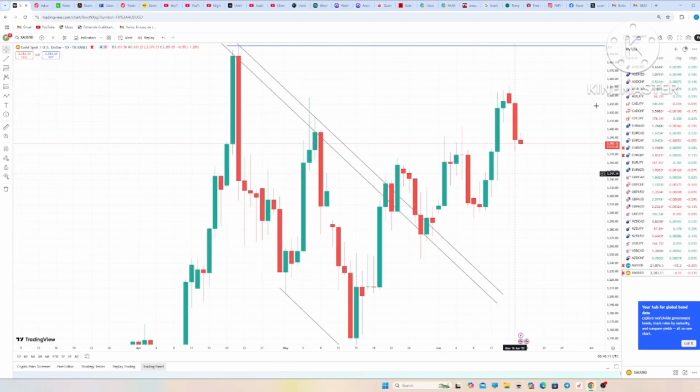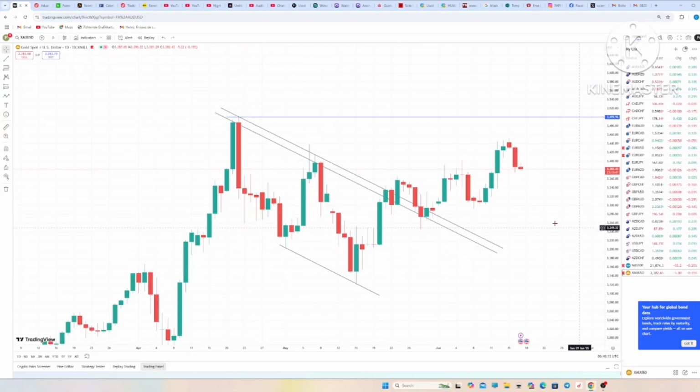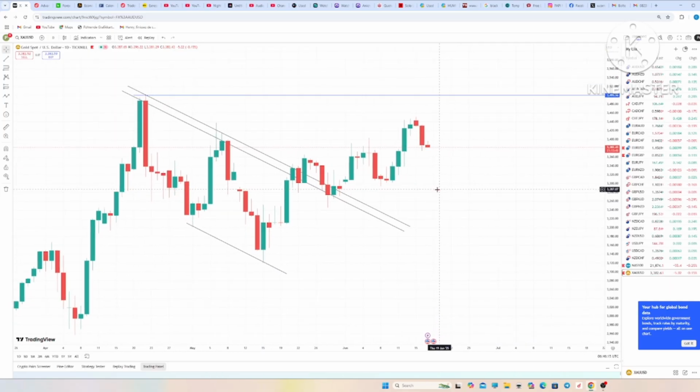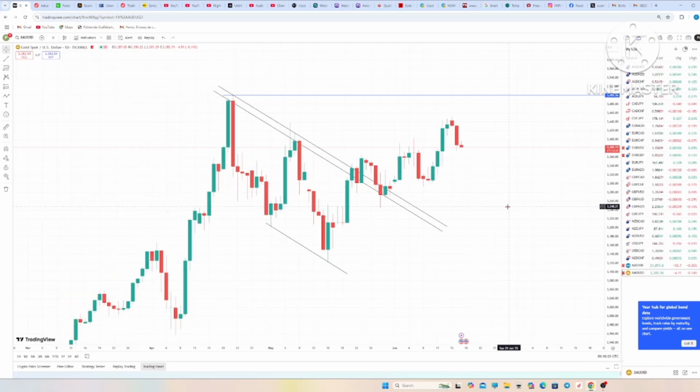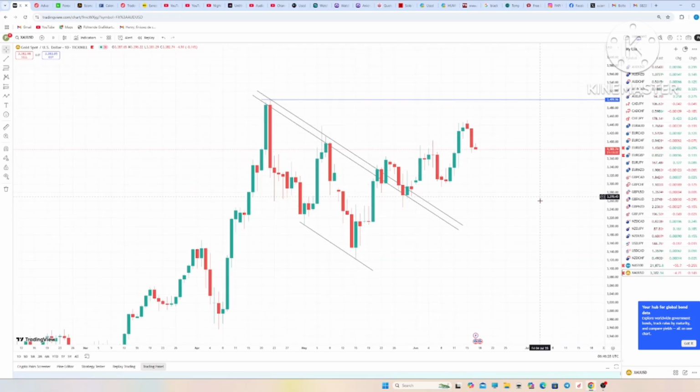Okay, so yes guys, that is how we draw our trend lines. It is very important according to the way we trade. Other strategies draw it differently, but this is how we draw it. This is just the basics.